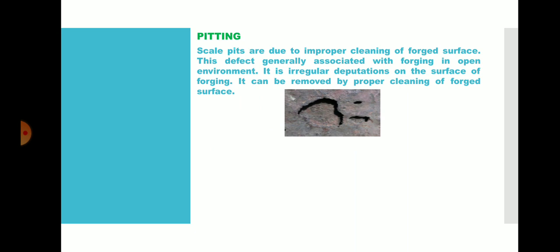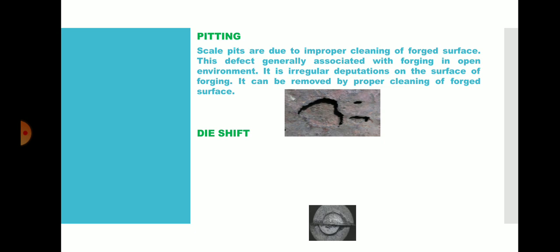The defect is generally associated with forging in an open environment. Such a type of defect mostly occurs in an open environment. It is an irregular deposition on the surface, as we discussed in our session. It can be removed by proper cleaning of the forged surface. The next defect is die shift.